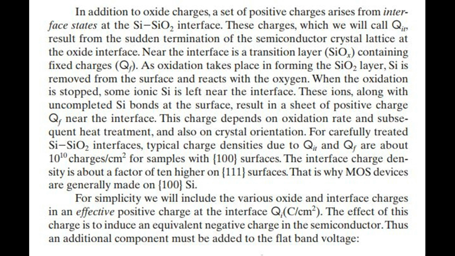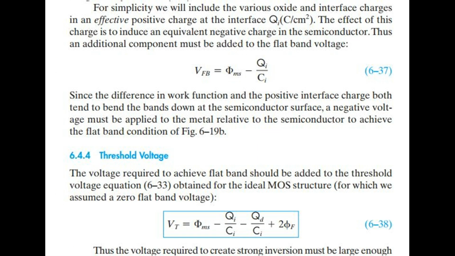For simplicity, we will include the various oxide and interface charges in an effective positive charge at the interface, Q', in coulombs per square centimeter. The effect of this charge is to induce an equivalent negative charge in the semiconductor. Thus an additional component must be added to the flat band voltage. Since the difference in work function and the positive interface charge both tend to bend the bands down at the semiconductor surface, a negative voltage must be applied to the metal relative to the semiconductor to achieve the flat band condition of Fig 6.19b.